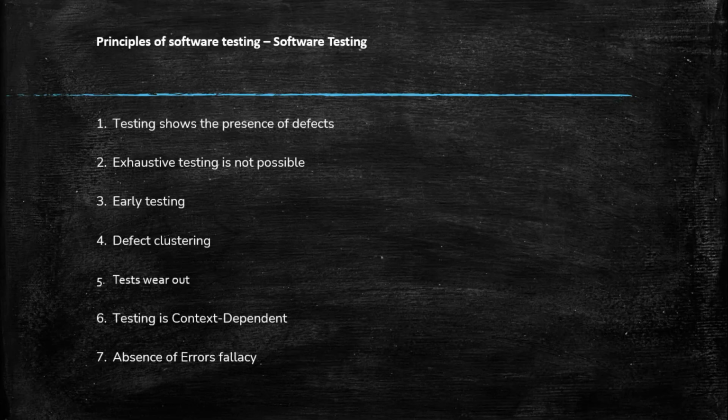The last one is the absence of errors fallacy. If the built software is 99% bug free but does not follow the user requirements, then it is unusable. For example, the user said we need to log in with a username, not an email, but the developer made it so the user can only log in with email. So in this case the client would be dissatisfied and will return it to make it log in with a username.